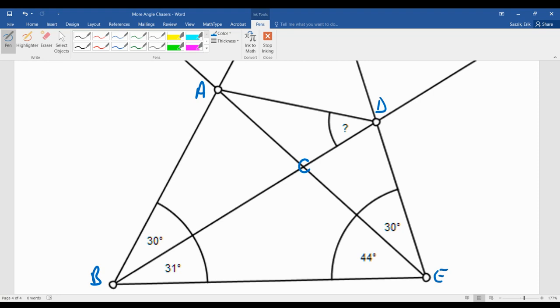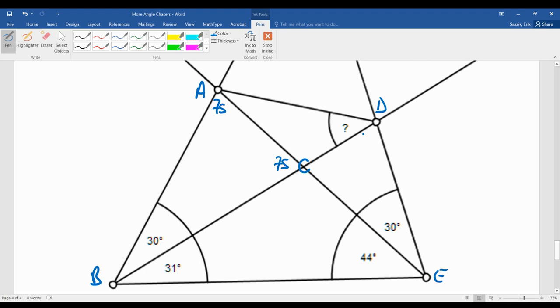So we're gonna do some simple subtraction first. If this is 40, looking at this big triangle here, ABE, we have 44 and we have, what is that, 61. That'll make this angle 75. And if that's 30, this must be 75 as well.